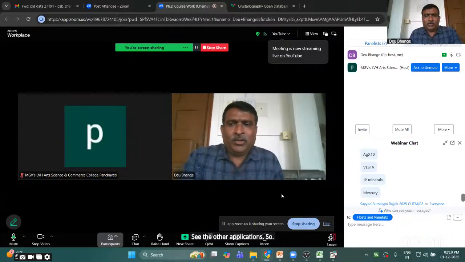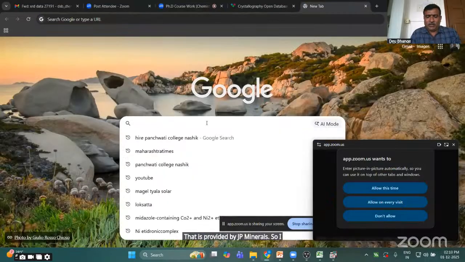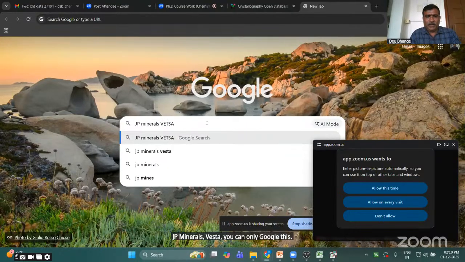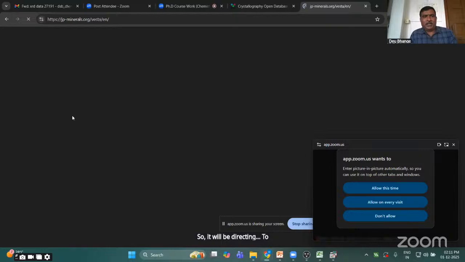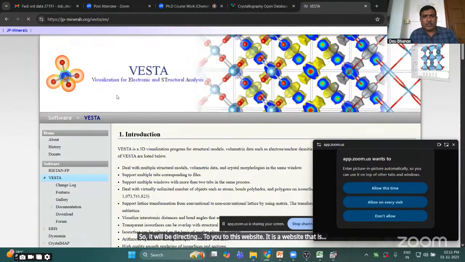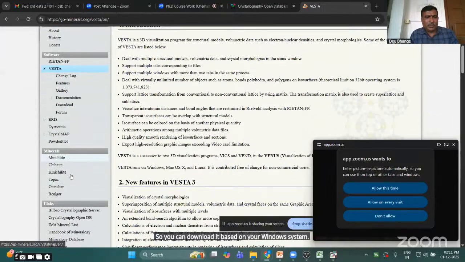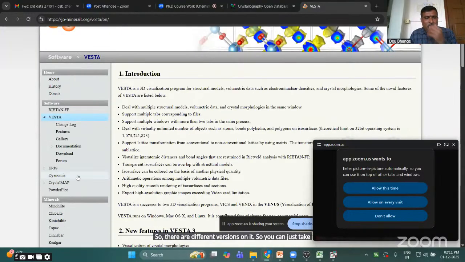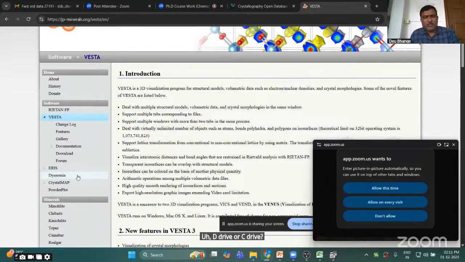So I will just introduce you to a new software called JP Vista, provided by JP Minerals. I will search it on the website for you. JP Minerals Vista. You can just Google these words. It will direct you to this website, which is run by the Japanese Association. You can download it based on your Windows system. There are different versions on it. You can download it and copy and paste it into the D drive or C drive, wherever you want.